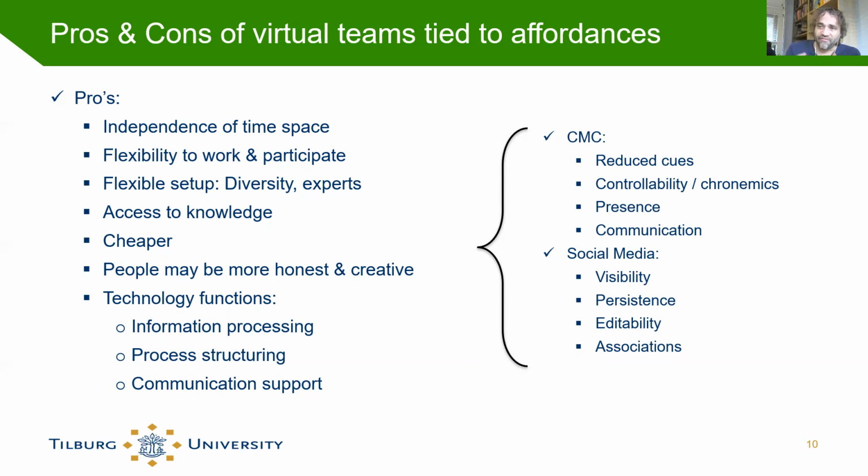There are also effects of anonymity, of course, so of reduced cues and controllability. People may be more honest, people may be more creative because they feel more anonymous because of the reduced cues. And of course, these three technology functions of virtual teams help virtual teams in doing their job. So those are several pros of virtual teams. And if you look at each of these advantages, you see that they are really tied again to the affordances of computer-mediated communication and social media.